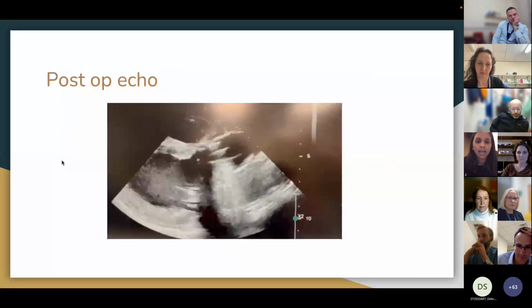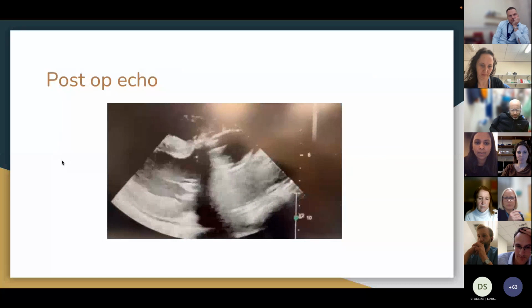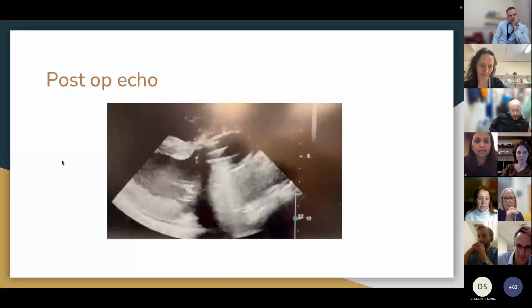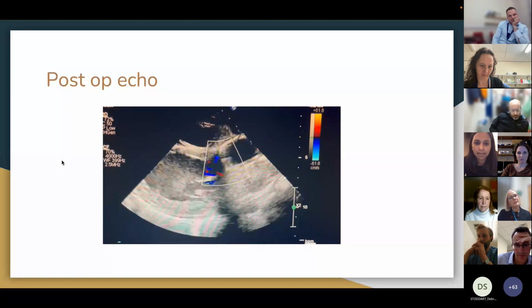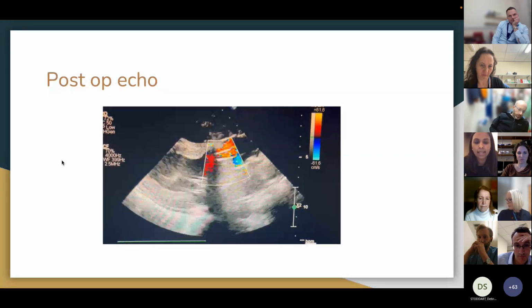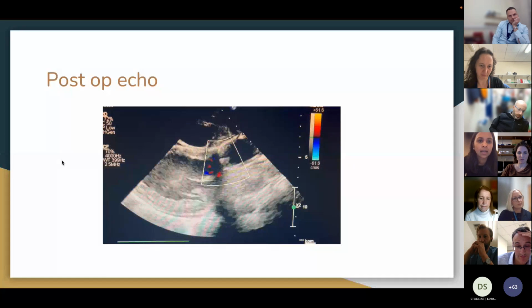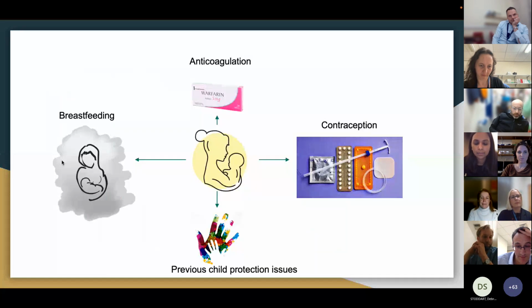The post-op echo, as you can see, shows that the mechanical valve is well seated, and there was no significant paravalvular regurgitation. The aortic root now measured 2.4 centimetres. She stayed in ITU for a couple of days and then was discharged to the cardiothoracic ward.